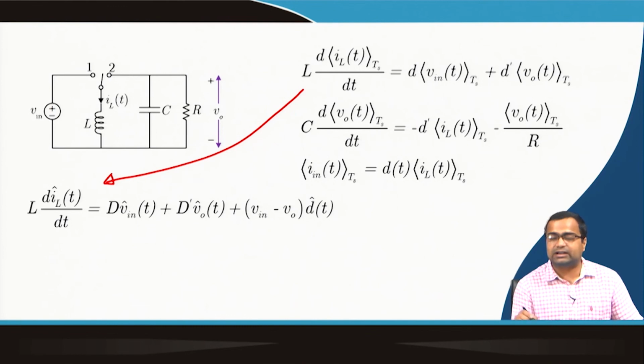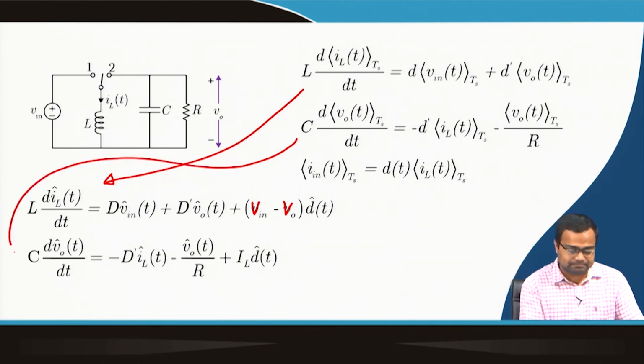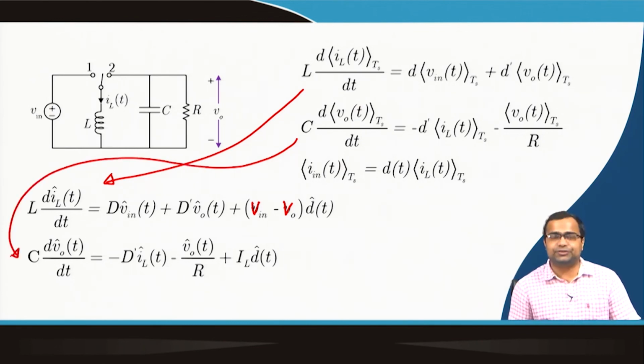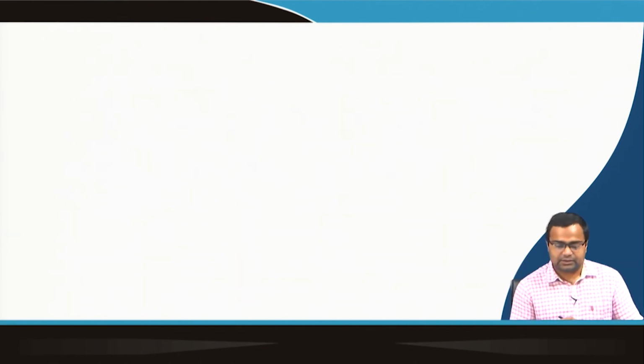Then from this expression, we can replace each average quantity by its steady state quantity plus a perturbation quantity, and then write down the equations again, and we should ignore, this should be capital V in, the product of perturbation terms. Okay? So, with this we can also obtain the capacitor current dynamics here, which is C dV0/dt, the perturbation of capacitor current dynamics, and also the perturbation of input current dynamics.